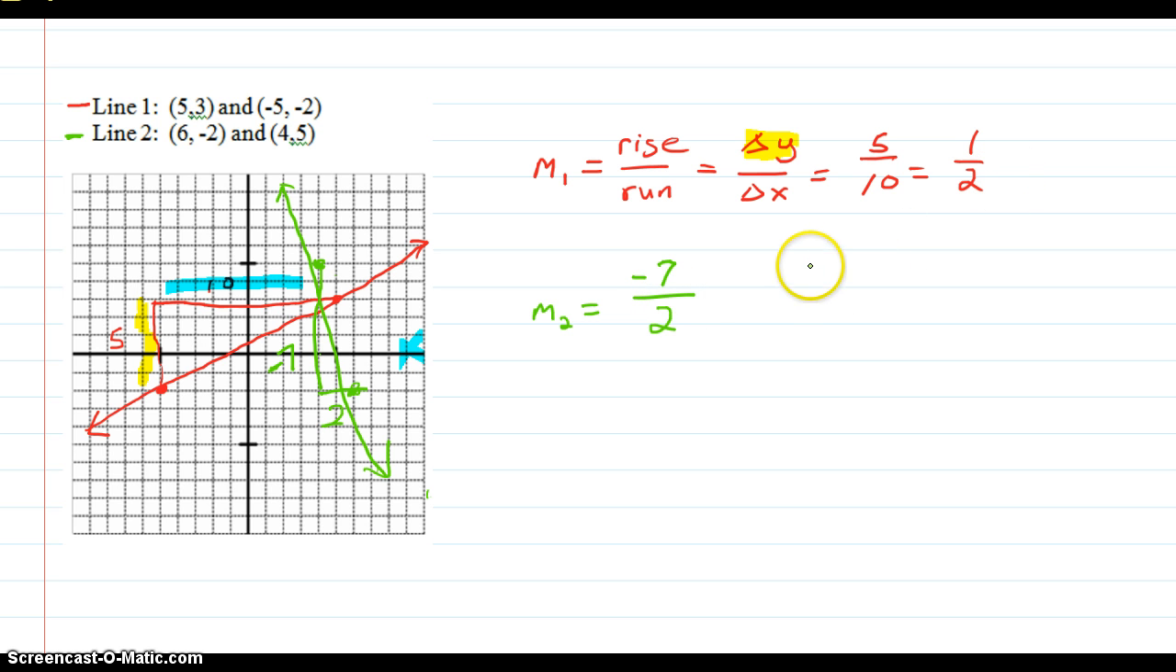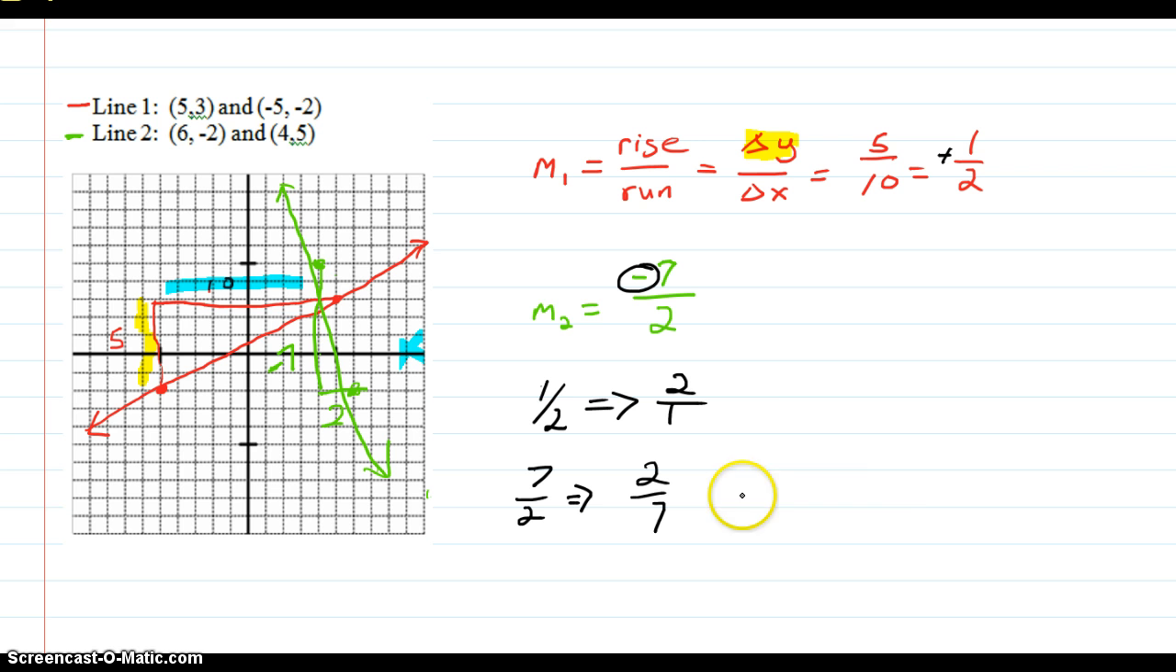And so now we look at these, and we want to compare them. Well, they're opposites. This is a negative, this is a positive, but to be perpendicular, they have to be opposite reciprocals. And so the reciprocal of 1/2 is 2 over 1. The reciprocal of 7/2 is 2 over 7. So obviously, these are not reciprocals. So although my drawing might look perpendicular, when you actually investigate the slopes, they're not. And so we would say neither here. Or you could say the lines just intersect.